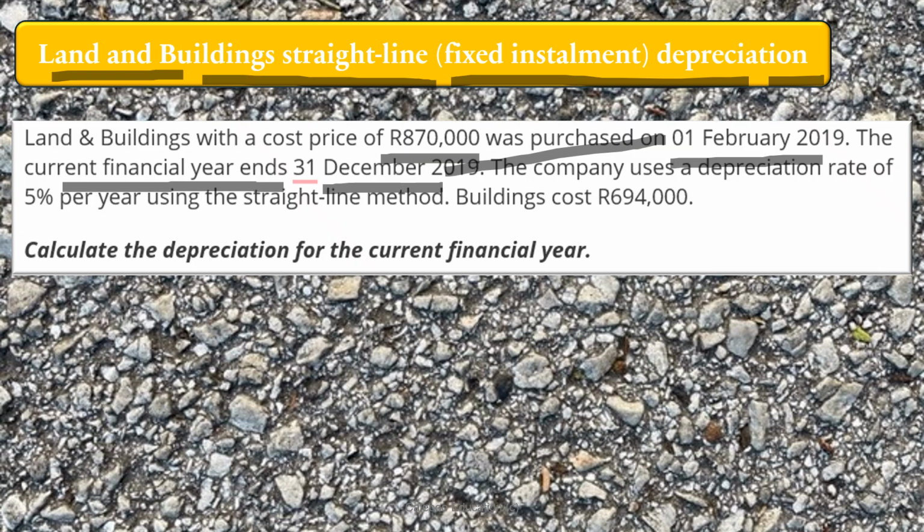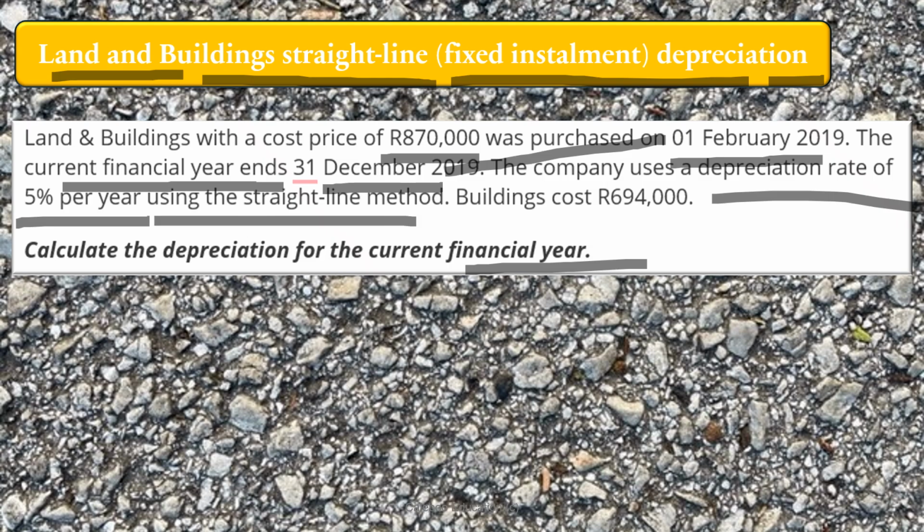Remember, a financial year is the current 12 months that we are reporting on, any 12 months, consecutive months, which are current. That is your financial year. So the company uses a depreciation rate of 5% using the straight line method.